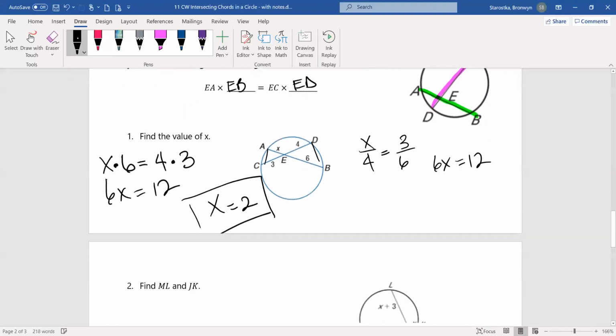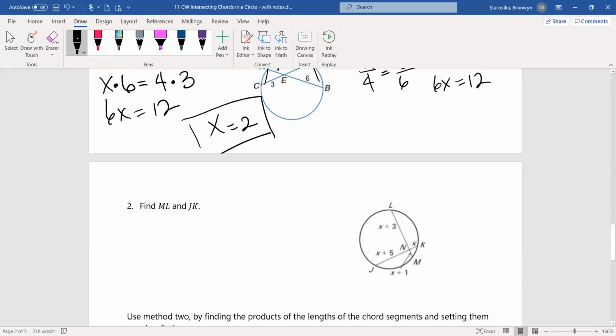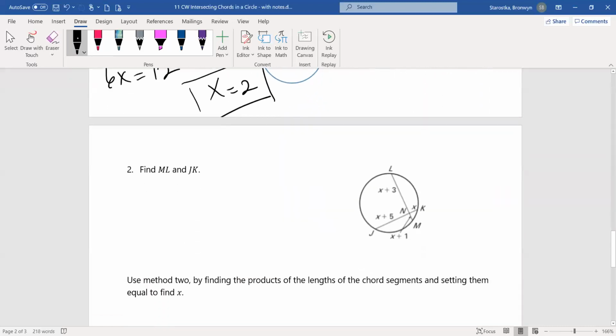Here we go. This one here. All right, it's going to be x plus 3 times x plus 1. We just got hard crazy quick. Equals x times x plus 5.